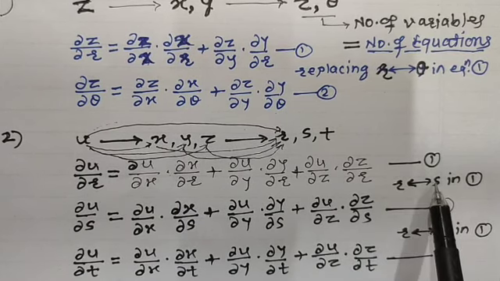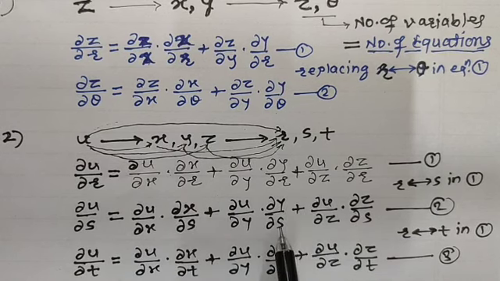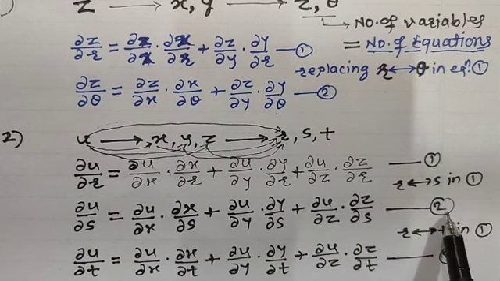R is replaced by s in equation 1. That gives the second equation, the partial derivative of u with respect to s. R is replaced by s here, here, here, and here. In this way, equation 2 is obtained.